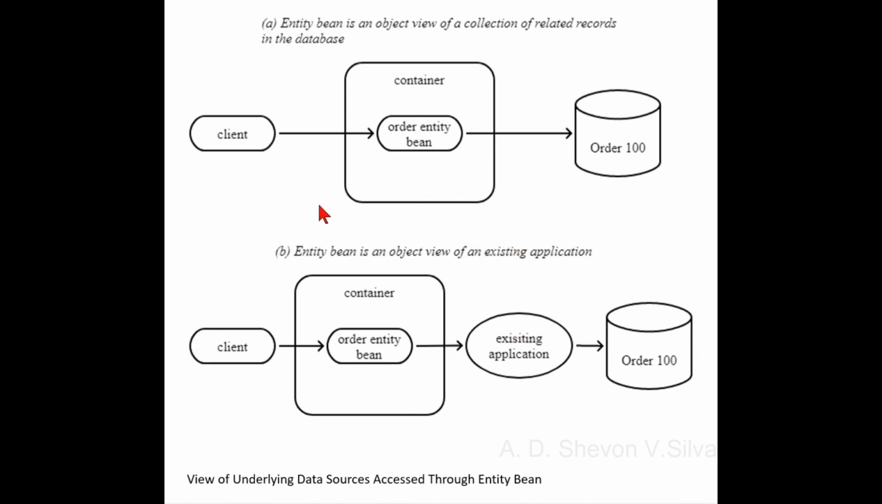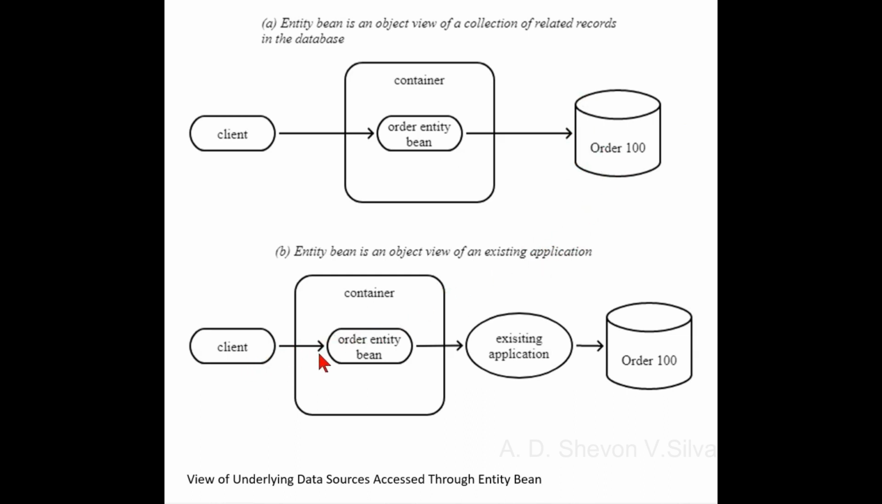Here you can see the entity bean is an object view of the collection of related records in the database. Here the entity bean is an object view of the existing application. Here you can see the client is connected to the order entity bean, which is in the container. The order entity bean is connected to order 100, which is in the database.